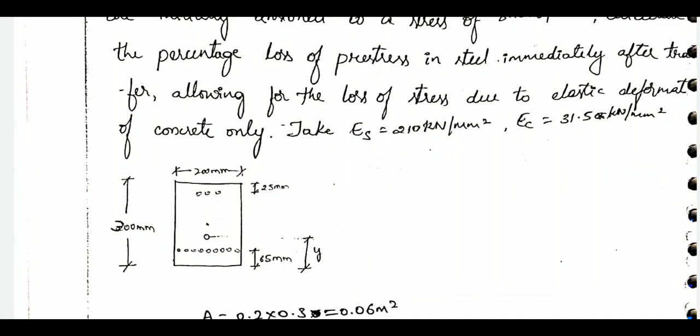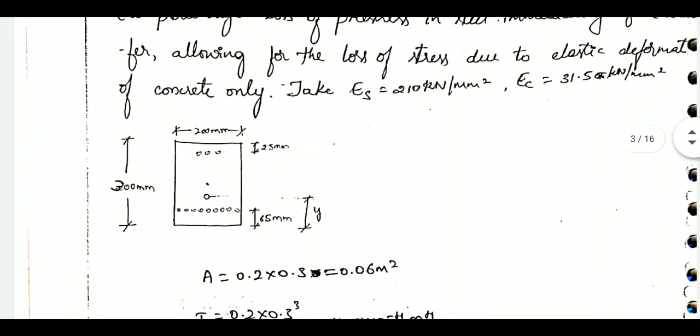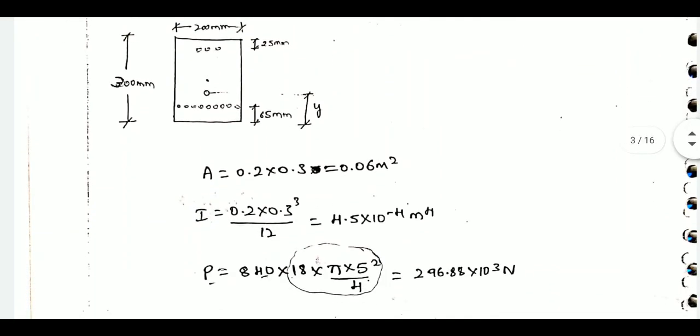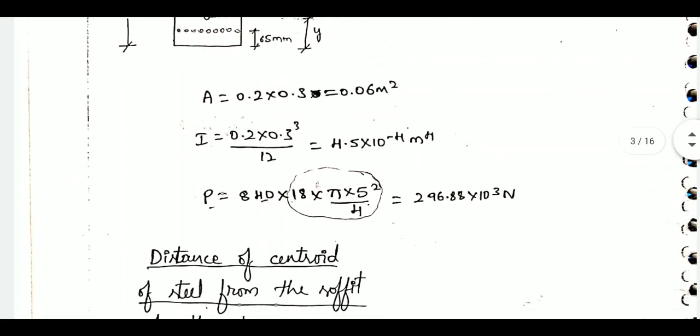So we need to find out the unique centroid or single centroid for both tendons to get the eccentricity. So that we have calculated, we need to calculate area, it is known. Moment of inertia we can calculate, pre-stressing force. Total number of wires we need to consider, 15 plus 3, total 18 number of wires, into initial stress into area of steel, we will get 296.8 kilonewton.